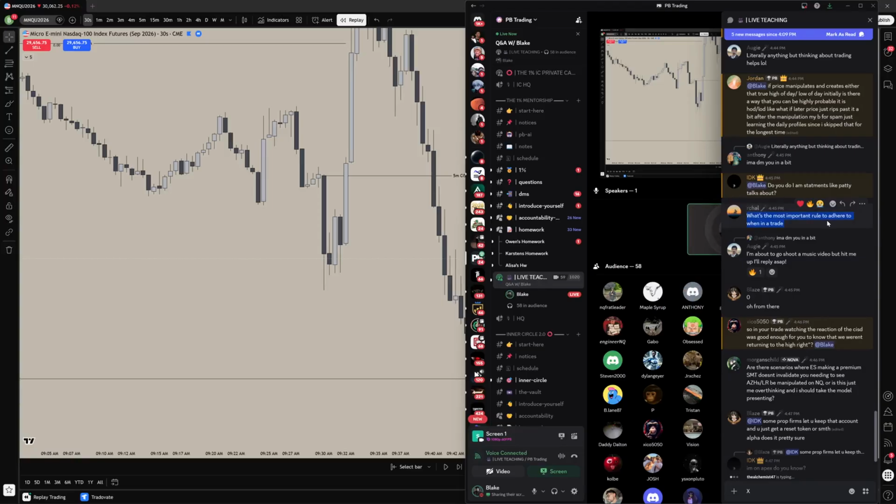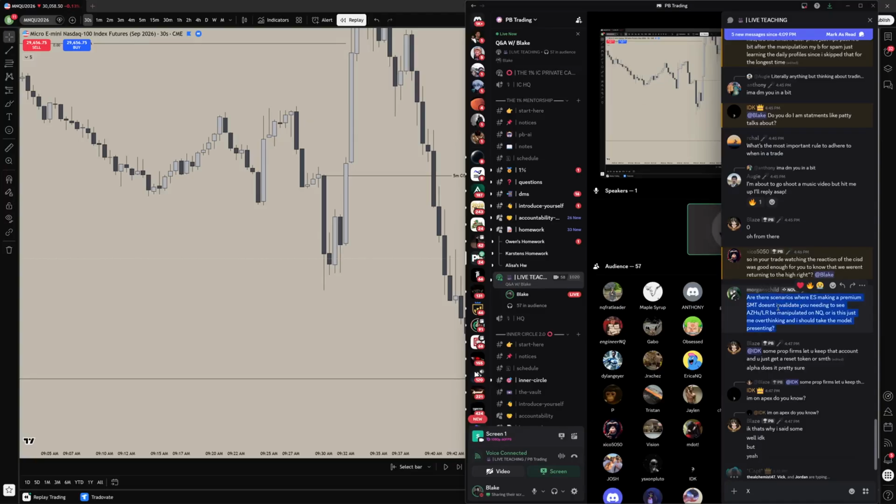What's the most important rule to adhere to when in a trade? To make sure your stop loss is protected and your take profit is in a low resistance good spot. So in your trade, watching the reaction on CSD was good enough for you to know we were returning high. Yep. There are scenarios where ES making a premium SMT doesn't invalidate you needing to see accumulation zone highs and low resistance being manipulated.